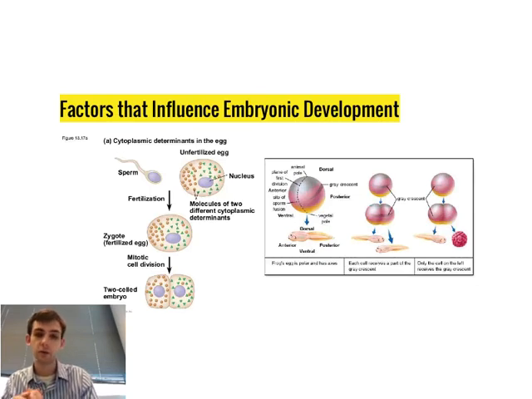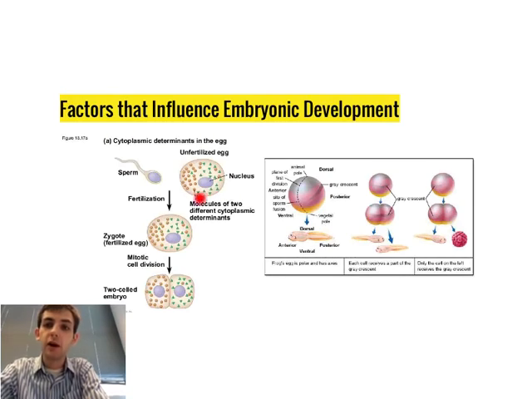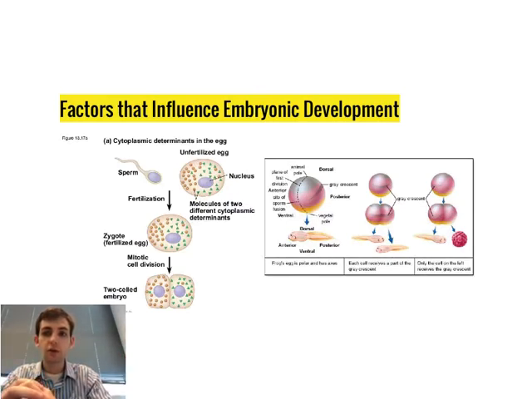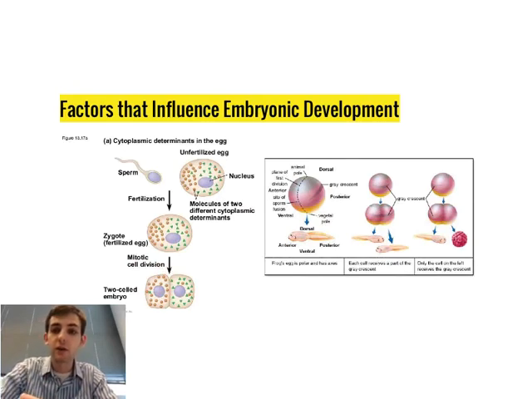The first factor that will influence embryonic development is something called cytoplasmic determinants. If you look at this diagram here, you have a sperm cell, and then you have an unfertilized egg. Within this egg, we have molecules of different cytoplasmic determinants. These can be things like mRNA, proteins, etc. The egg will undergo fertilization, and then we start getting cell division. What you'll notice is that those cytoplasmic determinants, or those various molecules, are randomly separated into the two cells.